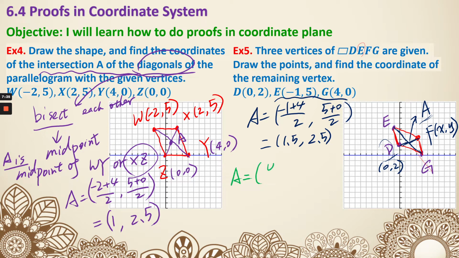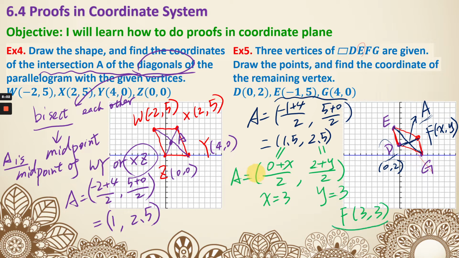So my D is 0, so 0 plus x over 2. And then it's 2 plus y over 2. And that is my point A, represented by D and F. So clearly you already know the coordinates, so this has to be equal to 1.5. That has to equal 2.5. And after solving, x is 3 and y is 3 as well. So my F is going to be 3, 3. And that is the proper way of finding example 5. Now let's move on.